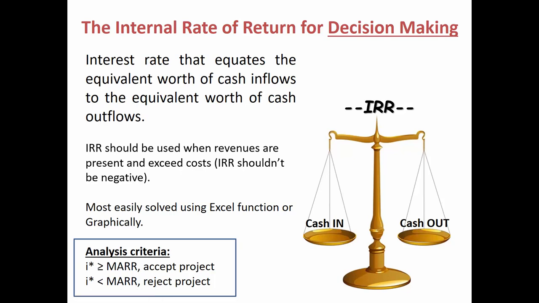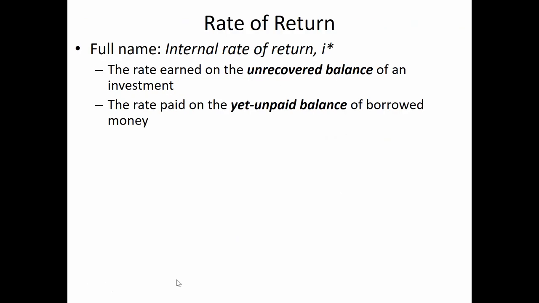Before you would choose from among the alternatives, you'd need to see if they're acceptable. And a project where the internal rate of return is above the MAR is an acceptable project. But if it's less than the MAR, by definition, if the MAR is the minimum acceptable rate of return, and your project has a rate of return less than that, then you need to reject the project. So the criteria are easy to understand. A couple of other ways of looking at it.